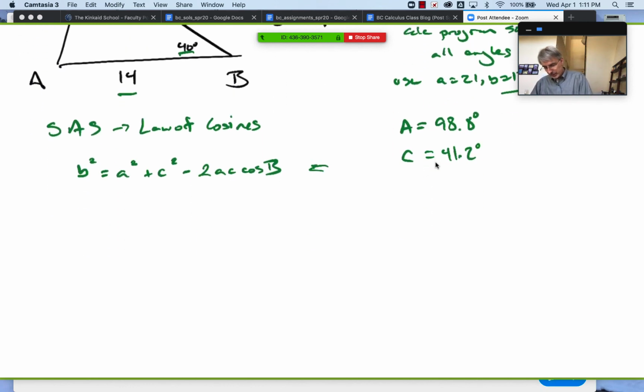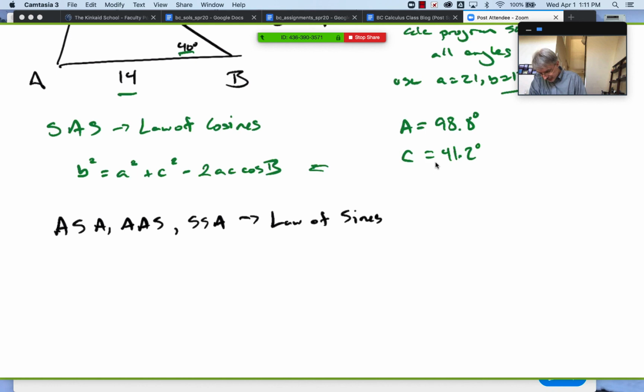And then just sort of to recap, if the information that you're given is angle side angle or angle angle side, or side side angle, in all of those instances you're using the law of sines. If the information that you're given is side angle side or side side side, in those instances you're using the law of cosines.